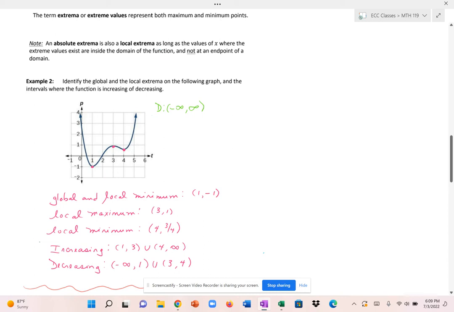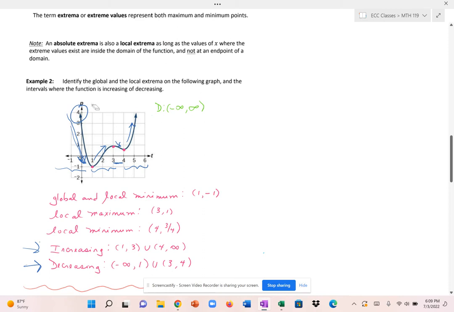When you're reading increasing and decreasing, you read it from left to right. So despite this arrow pointing upward, when I'm reading from left to right, it's going down first, then it's going back up, then it's going down again, and then it's going back up again. So we're going to express that in terms of interval notation. It's increasing from 1 to 3, and then again from 4 to infinity. And it's decreasing from negative infinity all the way to 1. And then this little piece right here, it's also decreasing from 3 to 4.